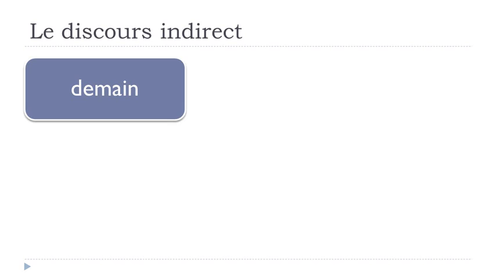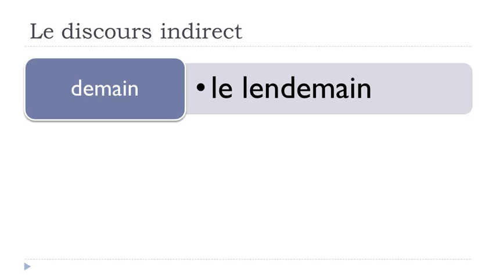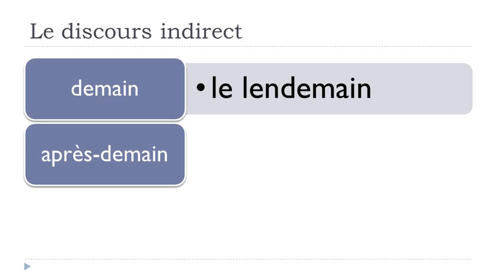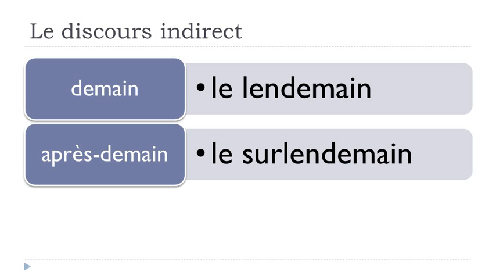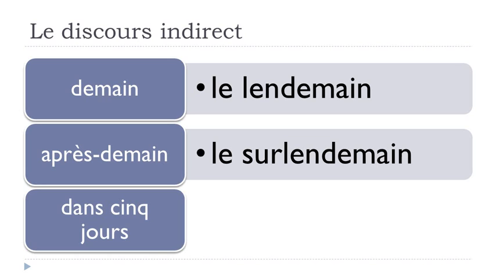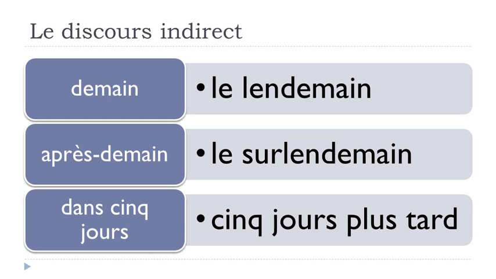Okay, and we can continue if you want with demain. Demain is tomorrow, and tomorrow will become le lendemain, the following day, le lendemain. Après-demain, after tomorrow, will become le surlendemain. Okay? And dans 5 jours, in 5 days, will become 5 jours plus tard. Plus tard, later. So keep in mind that demain will become le lendemain if you change your structure into this discours indirect. Après-demain will become le surlendemain. And dans 5 jours, in 5 days, will become 5 jours plus tard, 5 days later.